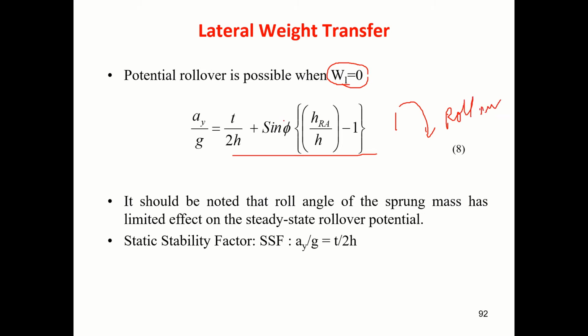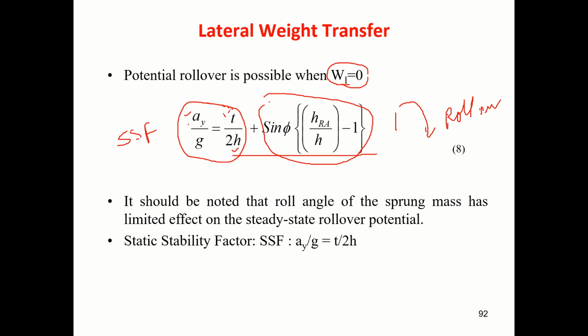But phi values are small. If I can just ignore this value, then you can say Ay by G is equal to T by 2H. You can call it as static stability factor, SSF. So if I know the vehicle track width, vehicle center of gravity, I can find out what is the static stability or what is the maximum lateral acceleration.